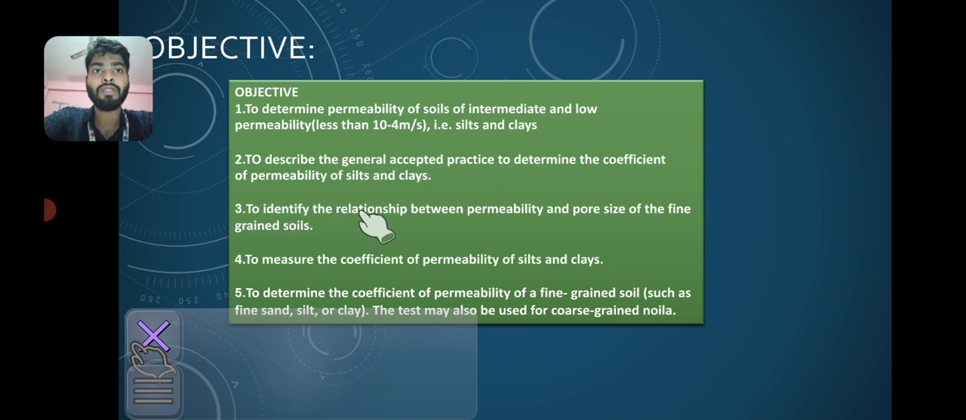To identify the relationship between permeability and pore size of the fine-grained soils. To measure the coefficient of permeability of silts and clays. To determine the coefficient of permeability of a fine-grained soil such as fine sand, silt or clay. The test may also be used for coarse-grained soils.